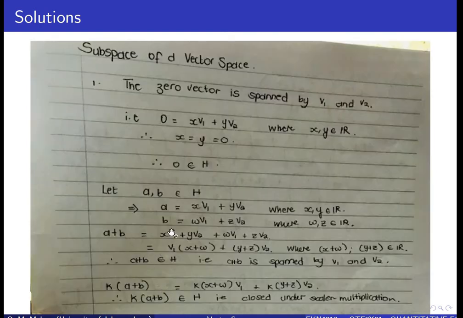For instance, I could have even taken just an element a. Remember, my a is defined as x v1 plus y v2. ka will just be kx v1 plus ky v2. kx and ky are all scalars, which means that ka is also spanned by v1 and v2, and I can conclude that ka is also in H. So ka is also in H, which means that I have achieved closure under scalar multiplication as well.